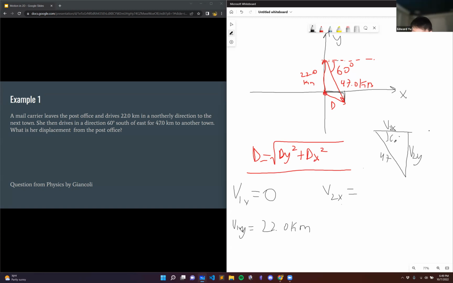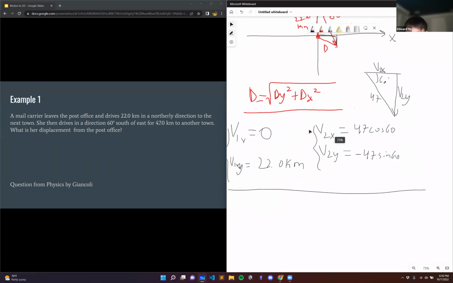Like I was talking about before, you always have to draw them out and find each component. In this example, V2x would be equal to 47 cosine 60, except the y, since it's going downwards, V2y would equal negative 47 times sine 60. So these are your two vectors that you have.